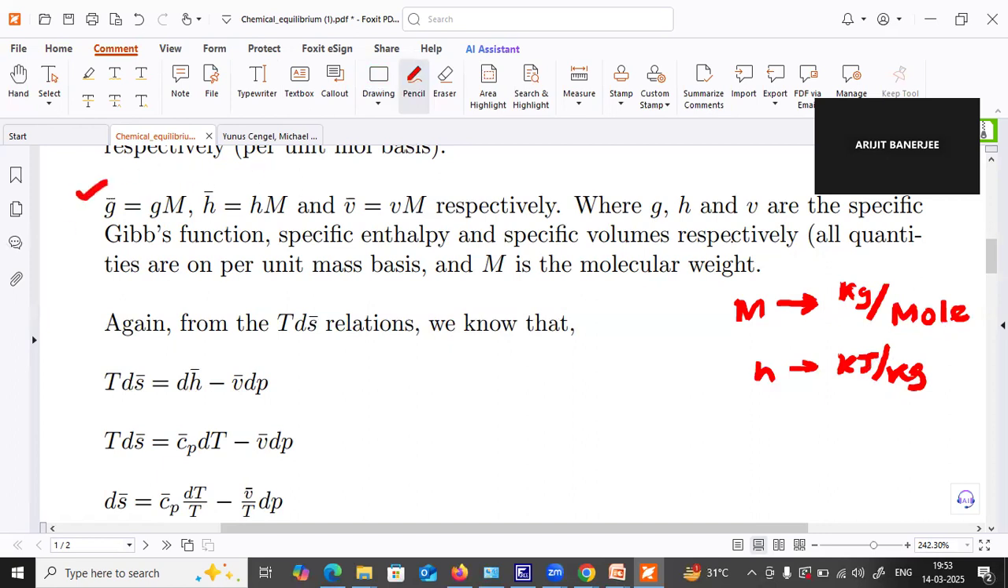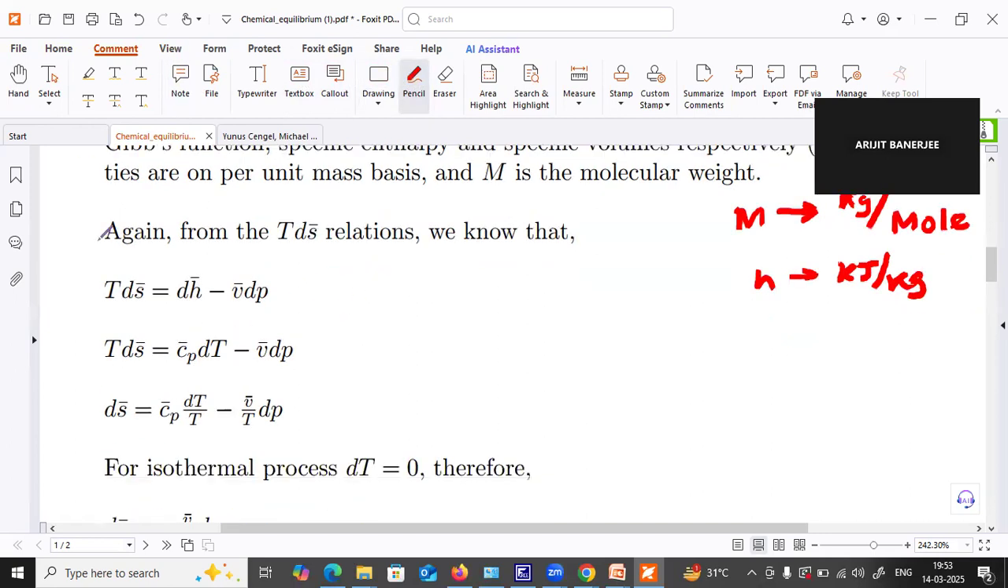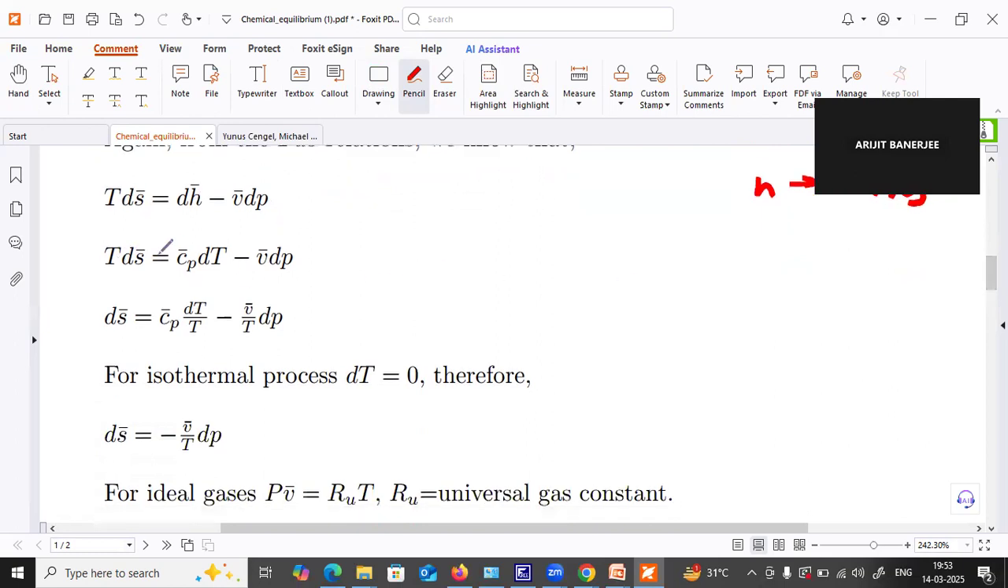Right, it is clear. So next, again from the TdS relation, what we know is that TdS is equal to dH minus VdP. That is known from the second TdS relation. Next, for ideal gas dH is equal to CpdT. So TdS is equal to CpdT minus VdP. Divide both sides by T, and we will get ds is equal to Cp dT by T minus V by T dP.